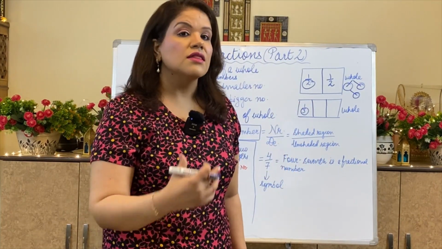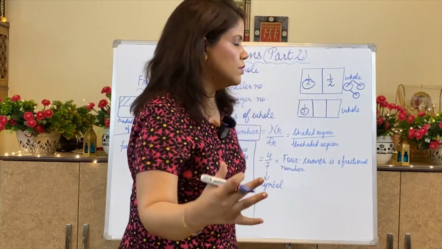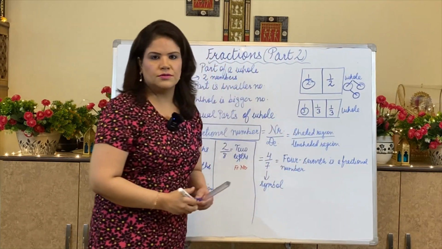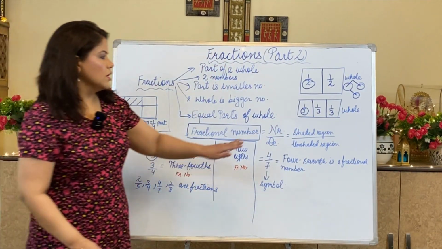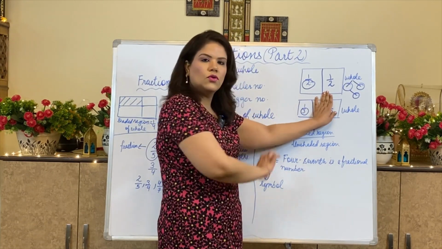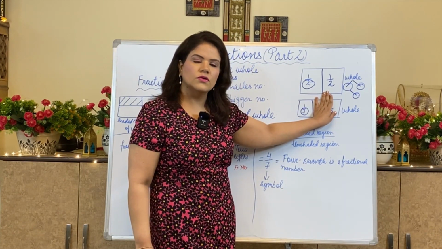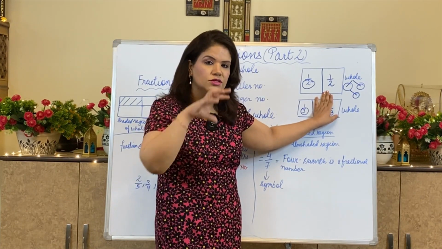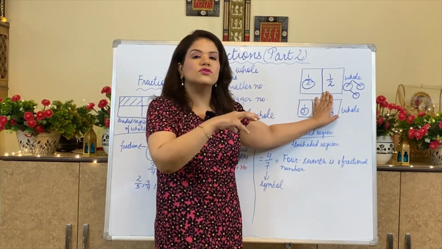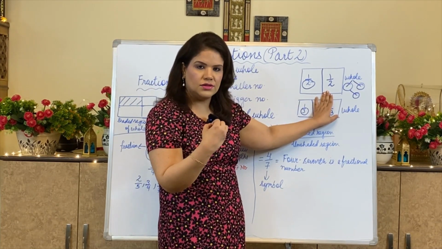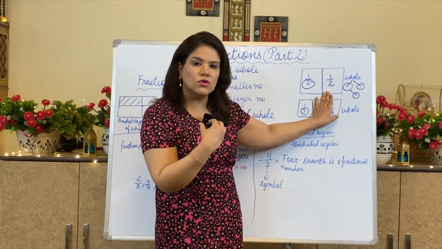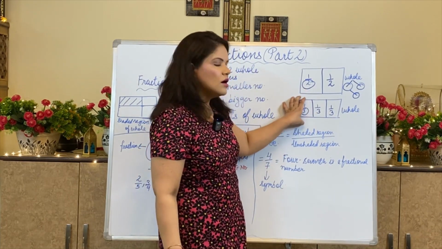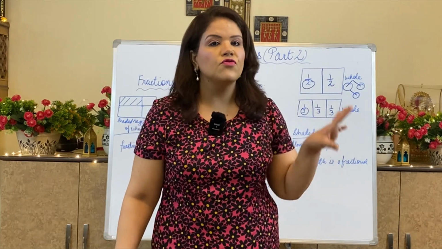Why? Because they all have been divided into 3 equal parts. So if I am talking about the value of any single part, how? If I am talking about only this part out of a whole, it will have a value of 1/3. Why? Because I have divided the whole into 3 parts. Then out of those 3 parts, I have taken one part. So when I am taking one part out of 3, that means my fraction will be 1/3. This part of the whole will have a value of 1/3.